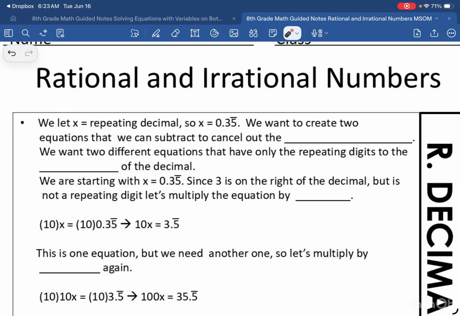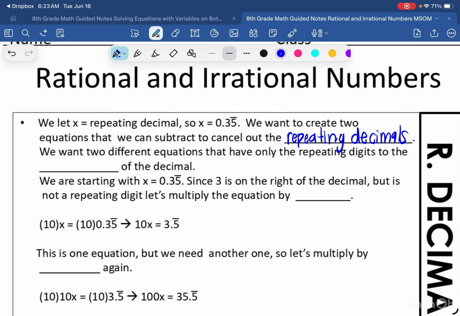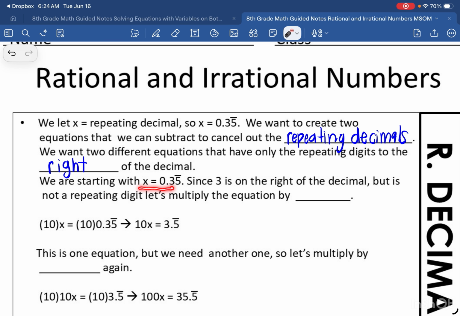All right, so let's say we want to convert 0.35 repeating into a fraction. We let x equal the repeating decimal. So x is going to equal 0.35 repeating. We want to create two equations that we can subtract to cancel out the repeating decimals. We want two different equations that have only the repeating digits to the right of the decimal. We are starting with x equals 0.35 with the 5 repeating. Since 3 is on the right of the decimal, but is not a repeating digit, let's multiply this equation by 10.